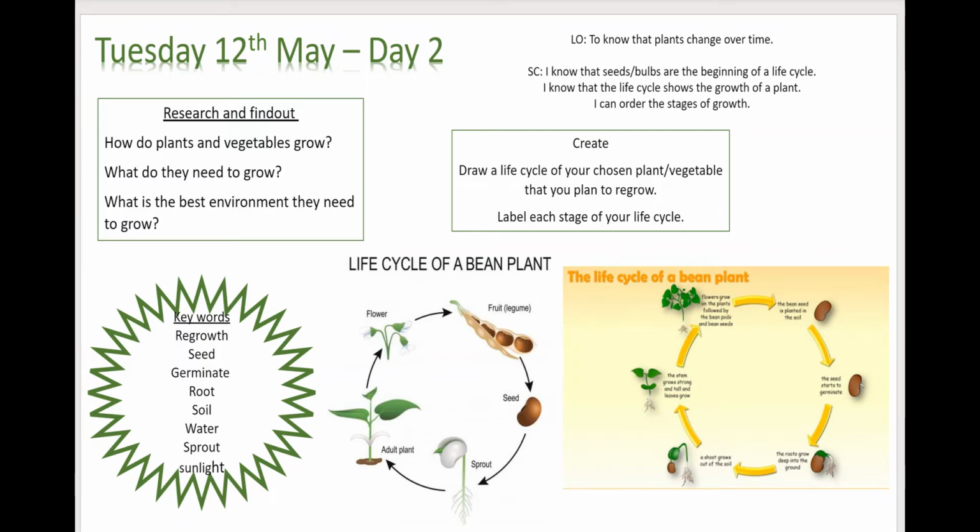Today's task is to find out and research how plants and vegetables grow, what they need to grow, what's the best environment they need to grow, and to draw and find out about the life cycle of your chosen plant or vegetable.